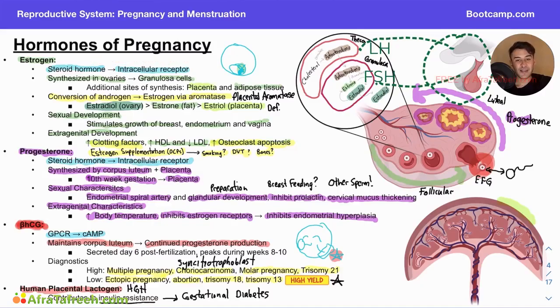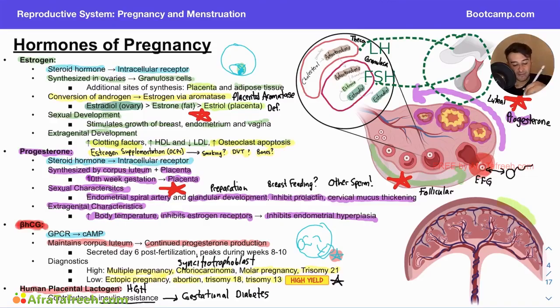So, to wrap up with our high yield review, I want to note that estrogen and progesterone are responsible for the follicular phase and luteal phase of the menstrual cycle, respectively. And these are going to lead to various changes. Specifically, in estrogen, it's all about growth of the endometrium, whereas progesterone is all about maturation of the endometrium with things like spiral arteries and secretions.